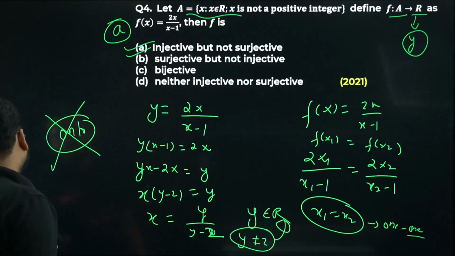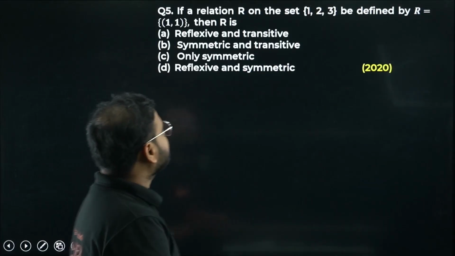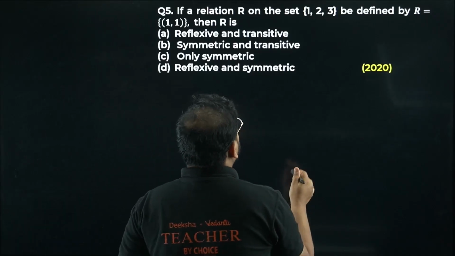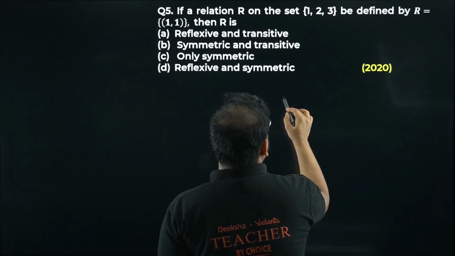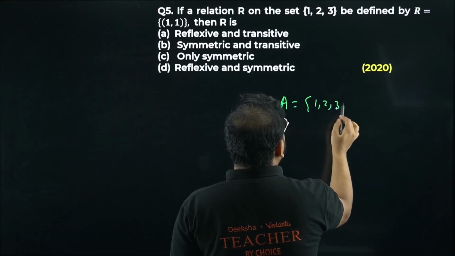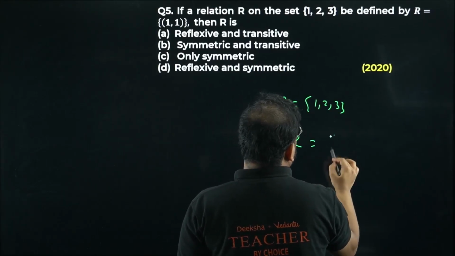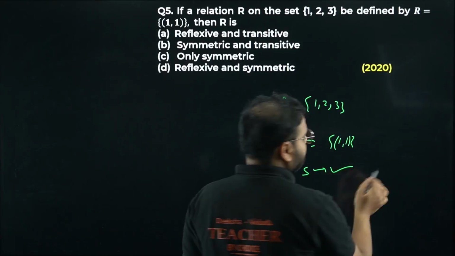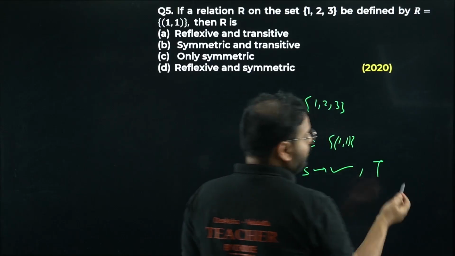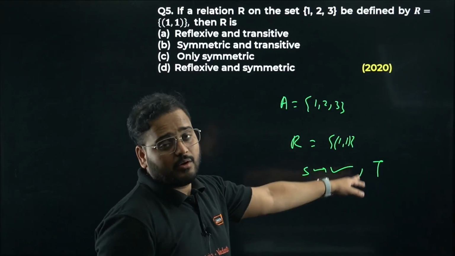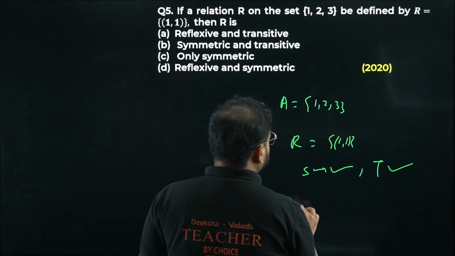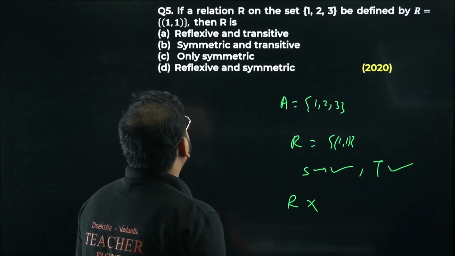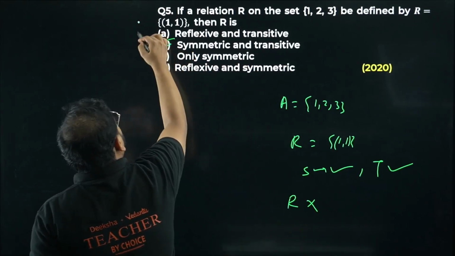Moving on to question number 5. If a relation R on the set {1, 2, 3} is defined by R equals {(1,1), ...}, basically the set is defined like this: 1, 2 and 3, and we have the relation defined like this: (1,1). It means this is going to be symmetric. It is also going to be transitive because we have nothing to contradict. What about reflexive? Not possible, because for reflexive we should also have (2,2) and (3,3). It means option B is correct, symmetric and transitive. Option B is correct. I'll repeat myself.